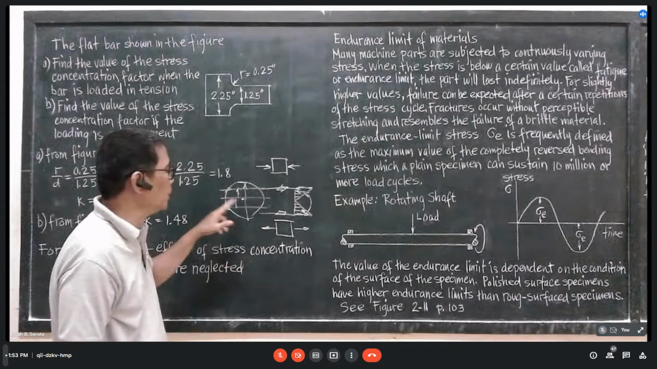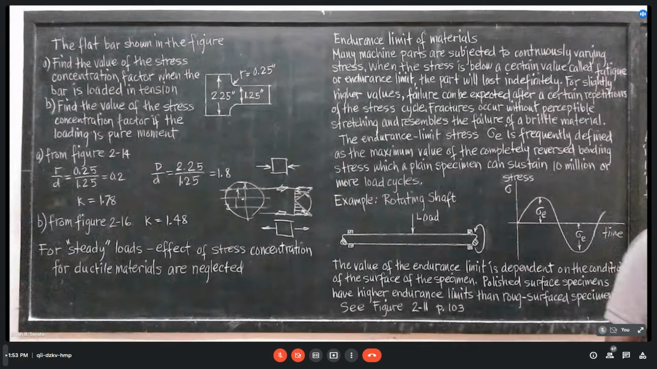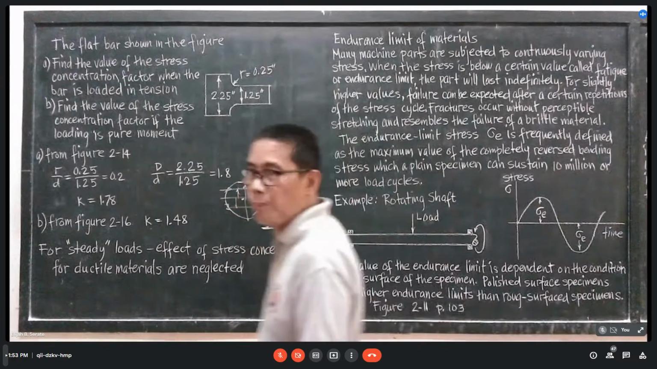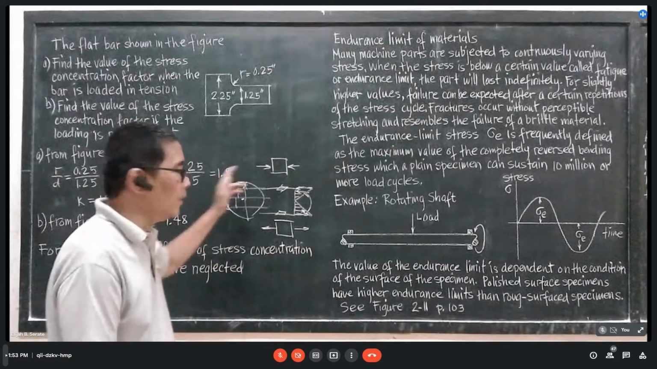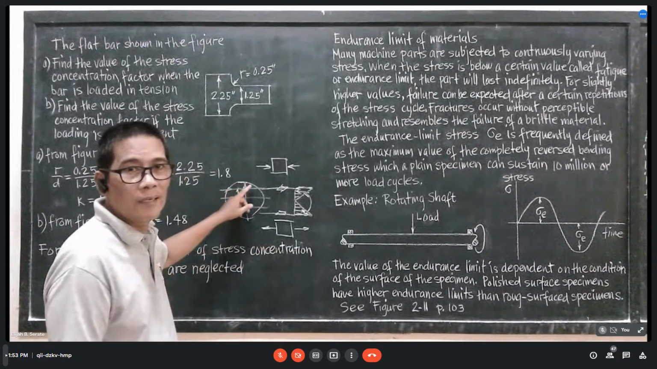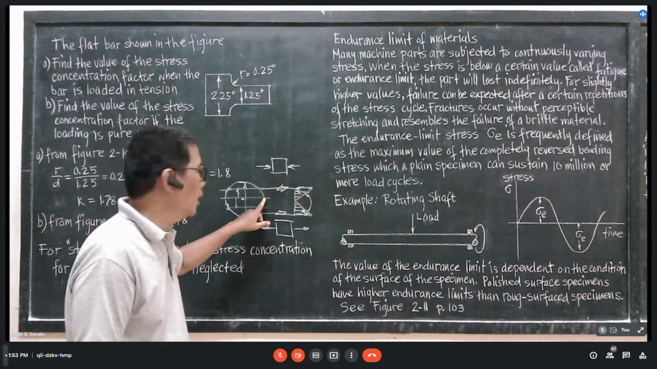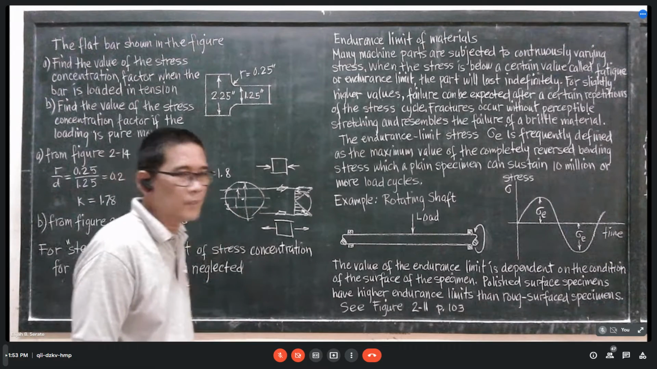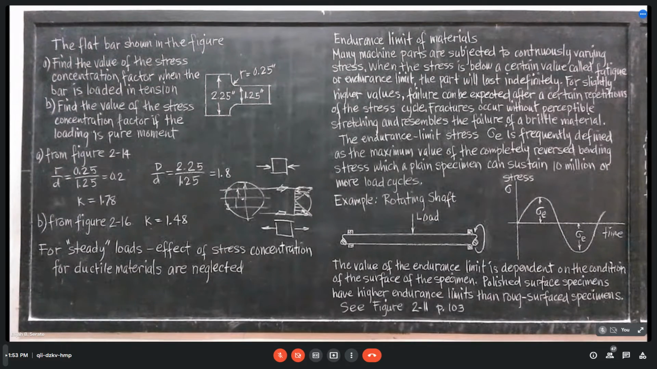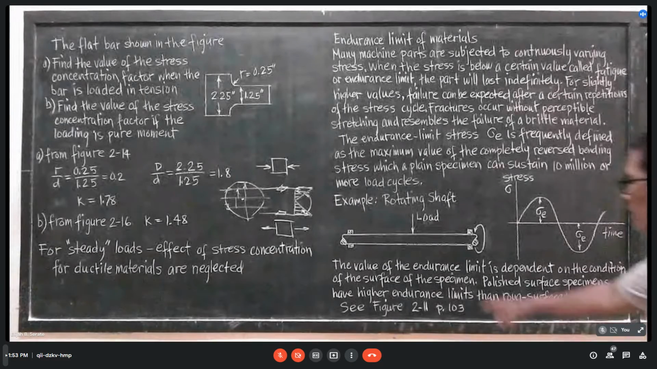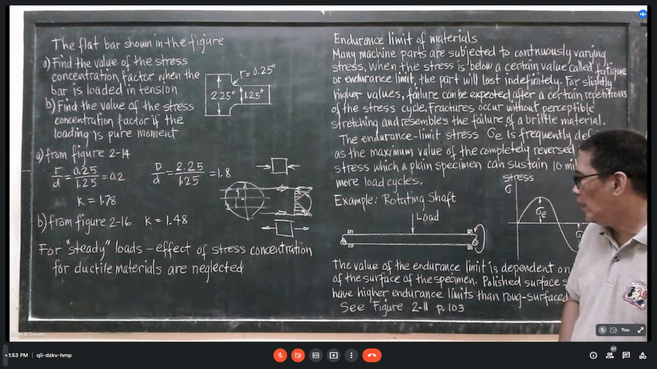What happens when it reaches the neutral axis? Your stress will be zero. Then, once it goes up, it will reverse. It will gradually increase and then also decrease until it becomes zero on the neutral surface. Okay, do you follow, class? Yes, sir. Okay, so that is what the element on this rotating shaft will experience.